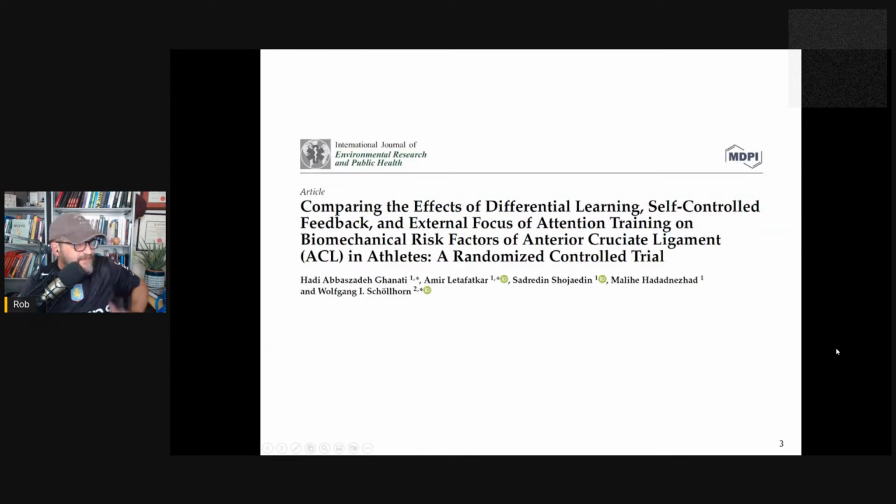So the study, as I mentioned, was published by this group led by Wolfgang Schollhorn. The interesting thing about this study is it's not focused specifically on training a sports skill like the other ones on my table that were focused on soccer, baseball batting, shot put, etc. This is actually focused on S&C training, right? So doing a bunch of exercises like squats and lunges in different ways and looking at how that changes risk factors for ACL injuries.